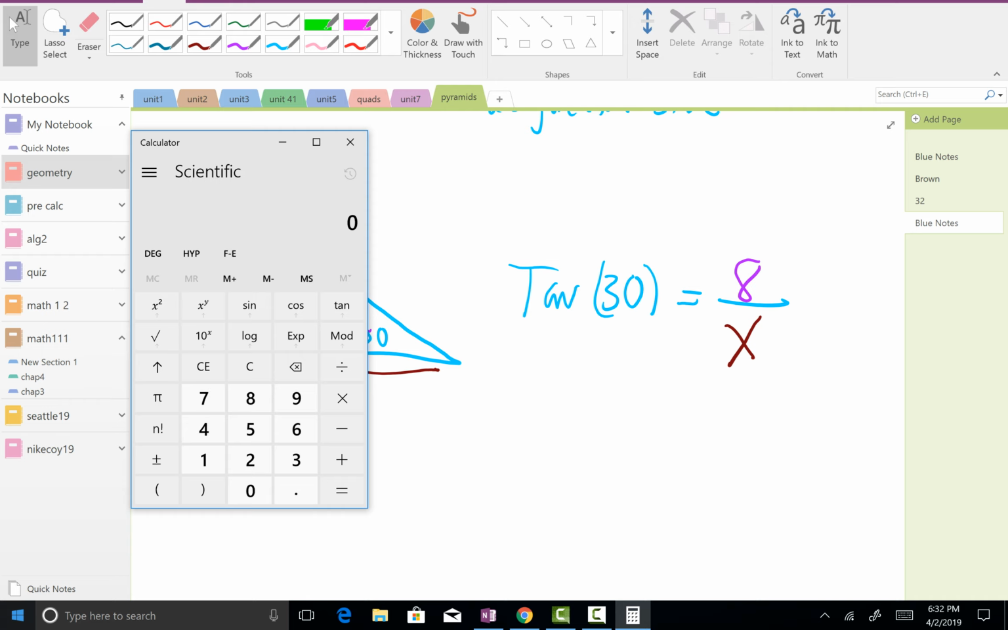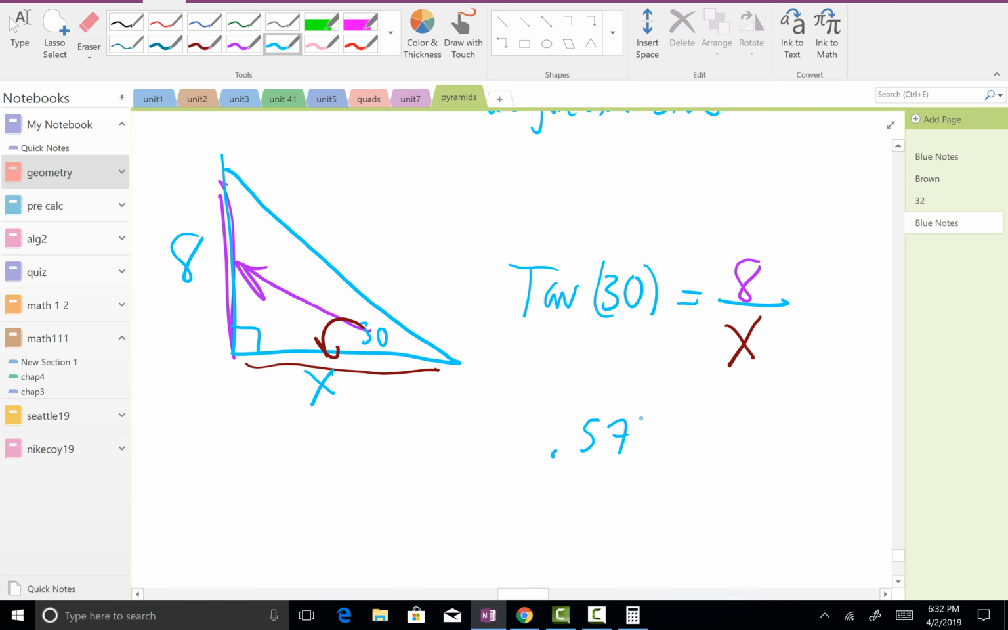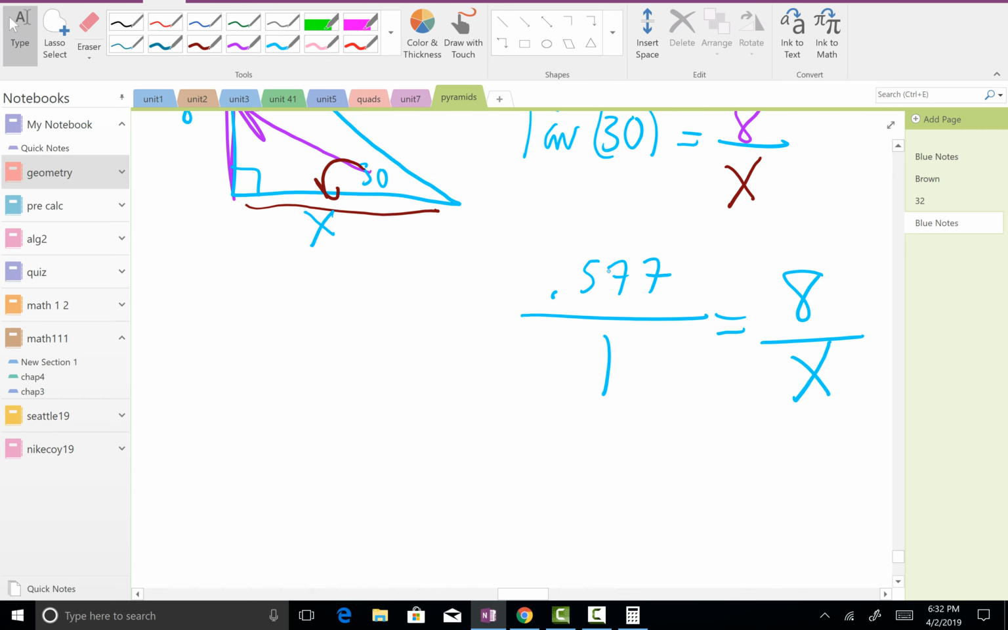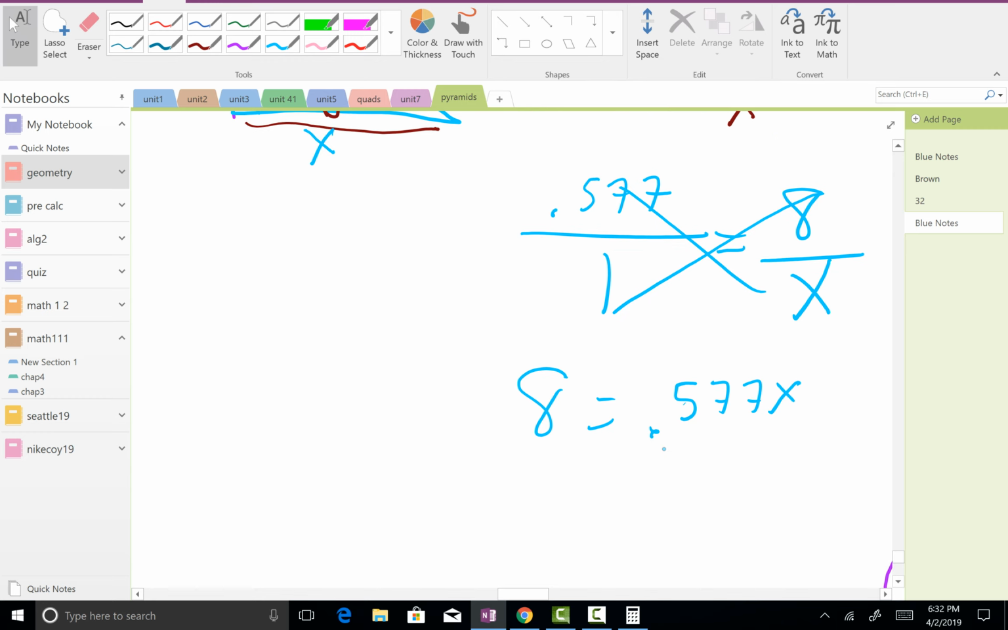To know if it is or not, I enter 30 degrees here, push the tangent button, and I get 0.577. Notice I went 3 digits out to get the answer. Guess what? We're going to cross multiply to get this. If we need to pause the video, please pause it. Then we're going to divide.